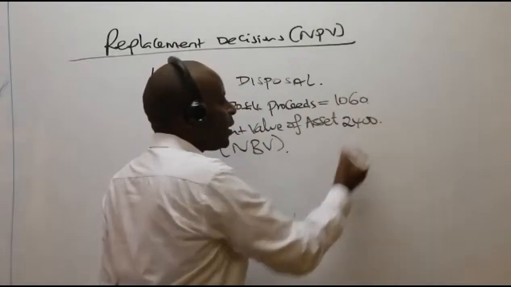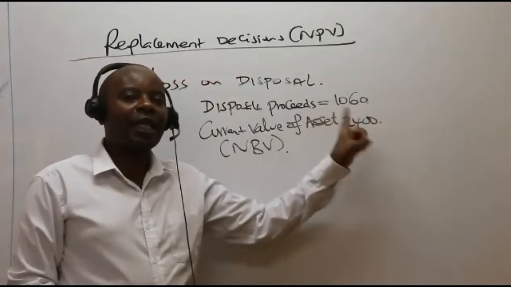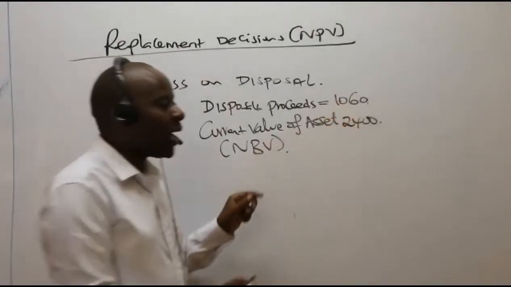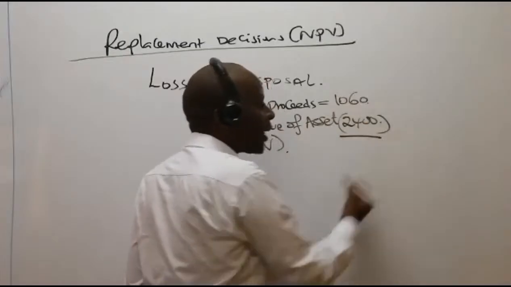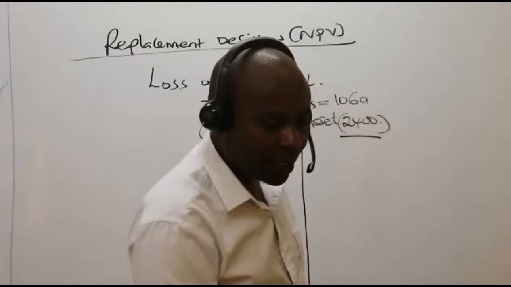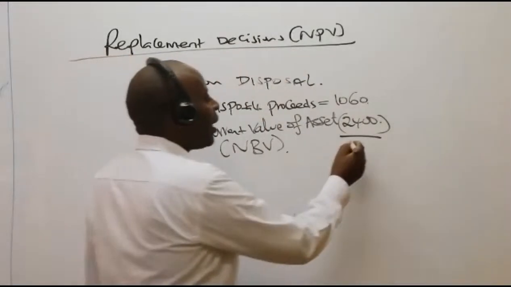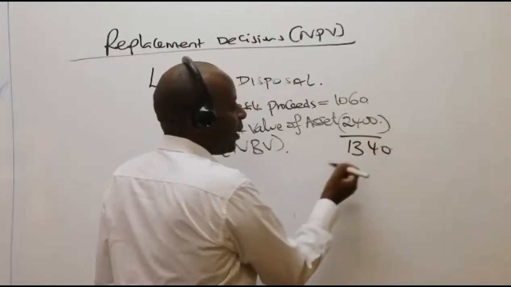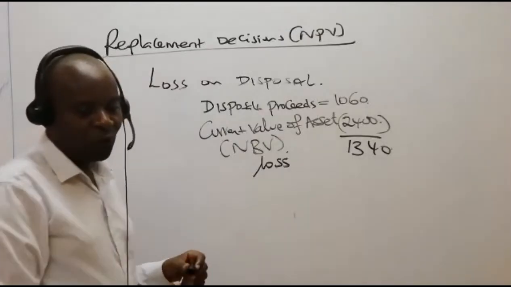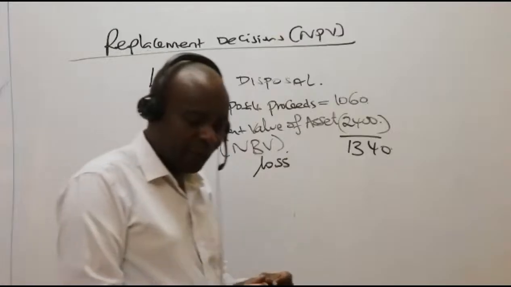You can see that an asset that is worth 2,400, we are selling it for a paltry, smaller amount of 1060. So when I subtract like this, what am I going to get? You can see that we are making a negative profit. A negative profit is basically a loss. So a loss of what here? 1340. A loss of 1340. That's how I expect you to do it.